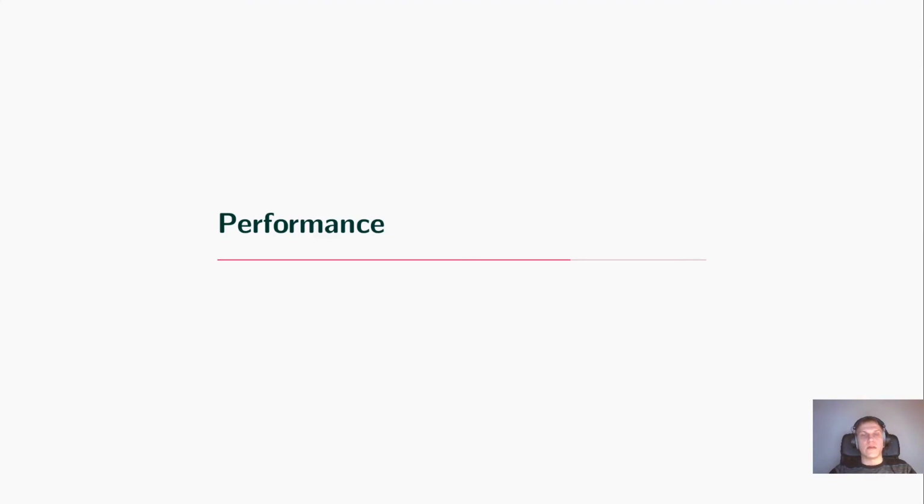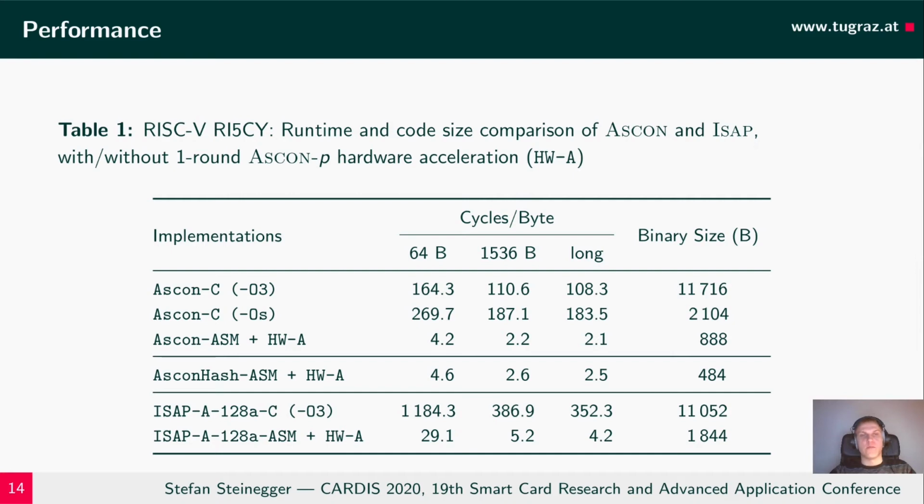Now that we've seen how the Ascon accelerator is built into the RISC-V CPU, we should also talk about the performance numbers and basically what we gain from this approach. As we can see in this table, we tested using a range of Ascon and Isap implementations. We've got our Ascon C implementation compiled with the -O3 flag, and also one optimized for size with the -Os flag. And we have our Ascon assembly implementation that makes use of our Ascon permutation hardware instruction, as well as an Ascon hash assembly implementation using our hardware instruction. Last but not least, we also have our Isap-A128A C implementation compiled with the -O3 flag, and the Isap-A128A assembly implementation with the hardware instruction in use.